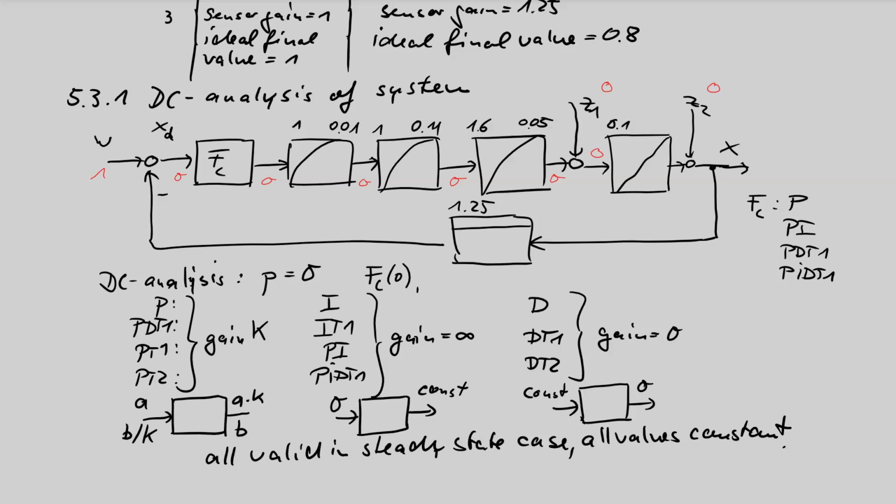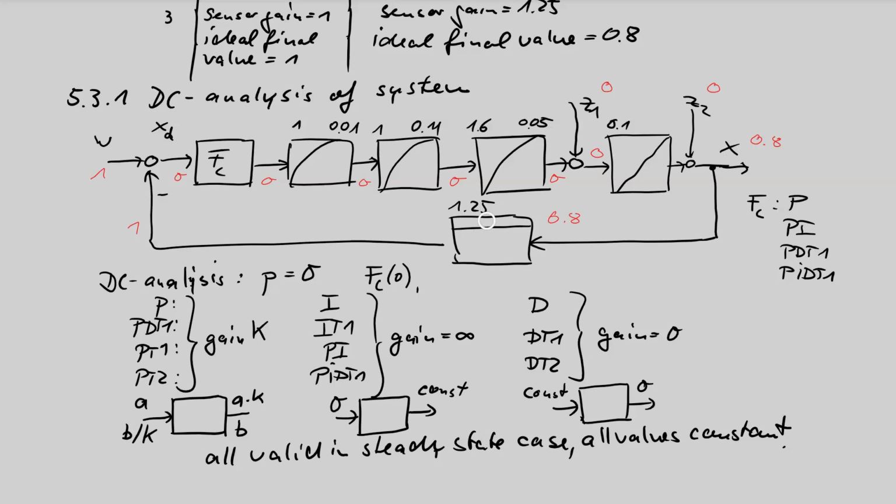Input is 0. Then we know if the control difference is 0, the output of the sensor is also 0. And that means the input of the controller is, if the output is 1, 1 divided by k, 1 divided by 1.25 is 0.8. So we know the output of the control loop is, if the input is a unit step function, the final value of the output is 0.8, independent of the type of the controller.